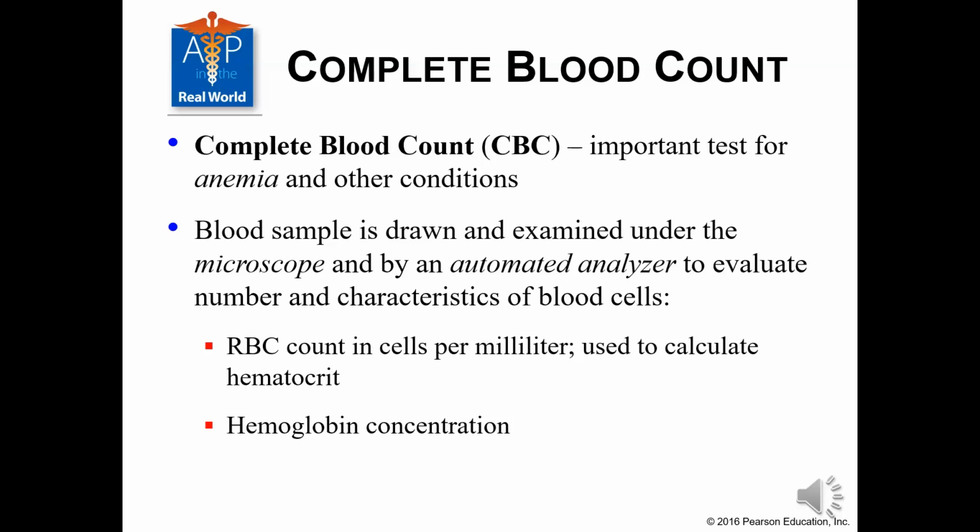And that will evaluate the number and the characteristics of the different blood cells. Red blood cells are counted in cells per milliliter, and that's then used to calculate the hematocrit. Also, the hemoglobin concentration is calculated, and that's a result of the hemoglobin that binds to the oxygen. And that gives you percent saturation, and that roughly tells you the concentration of the hemoglobin. So remember, both figures will indicate a condition of anemia if either the red cell count, the hematocrit, or the hemoglobin concentration is reduced.